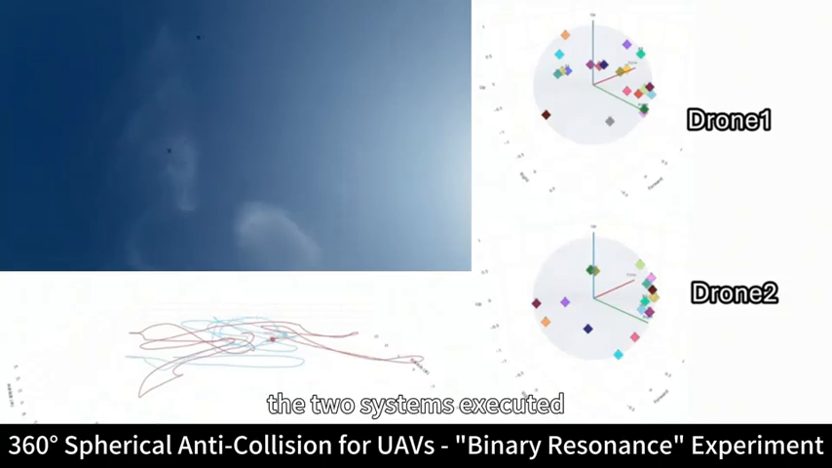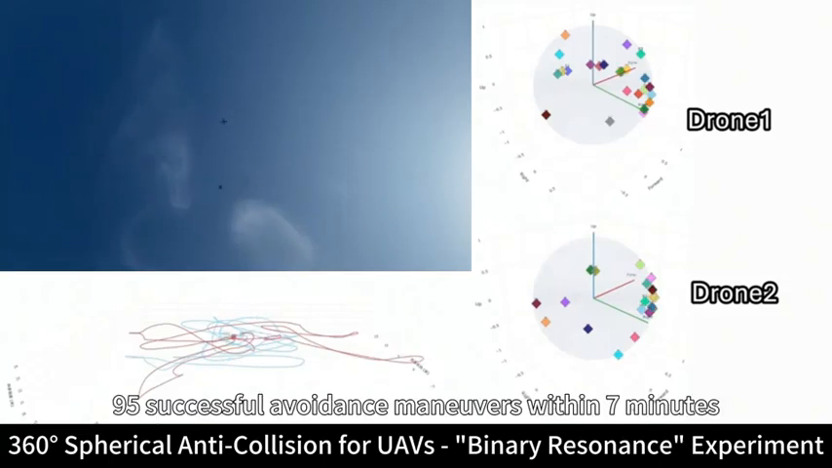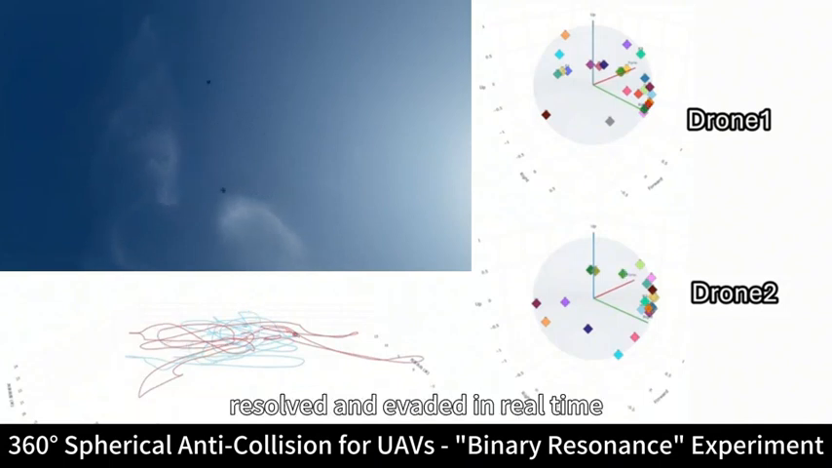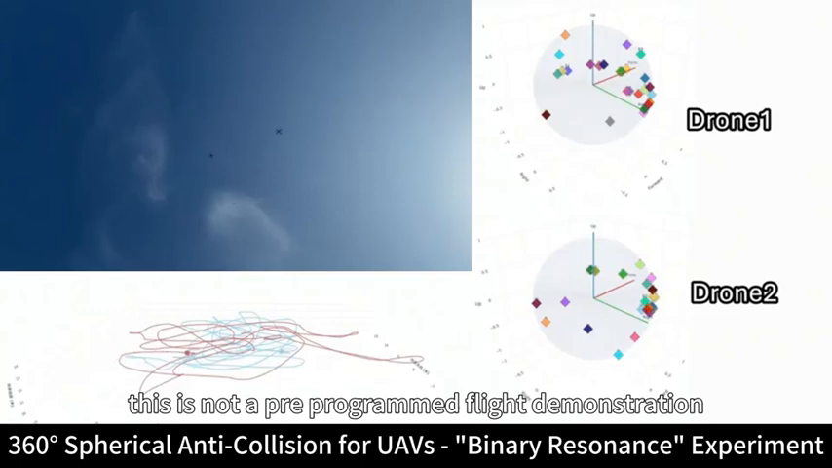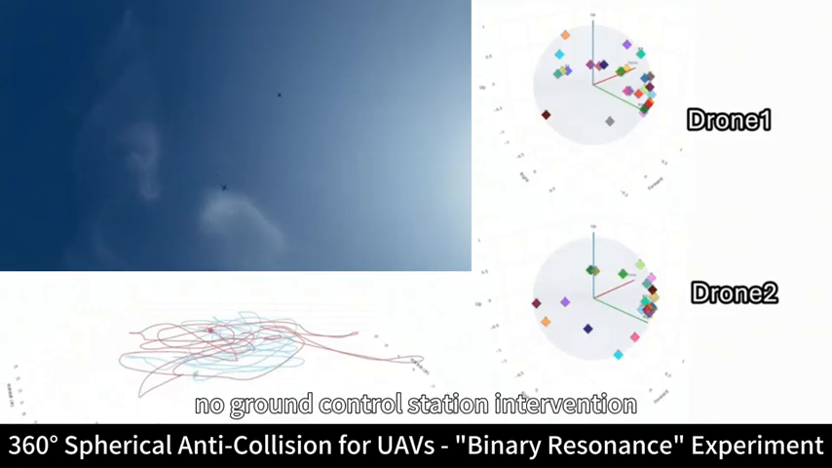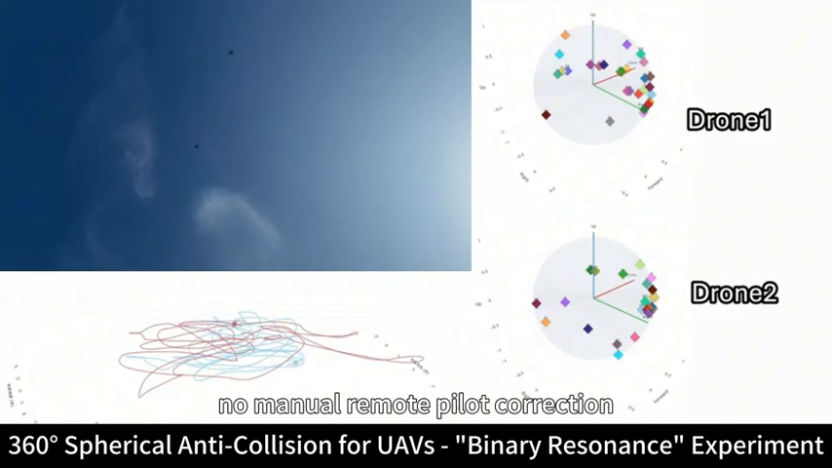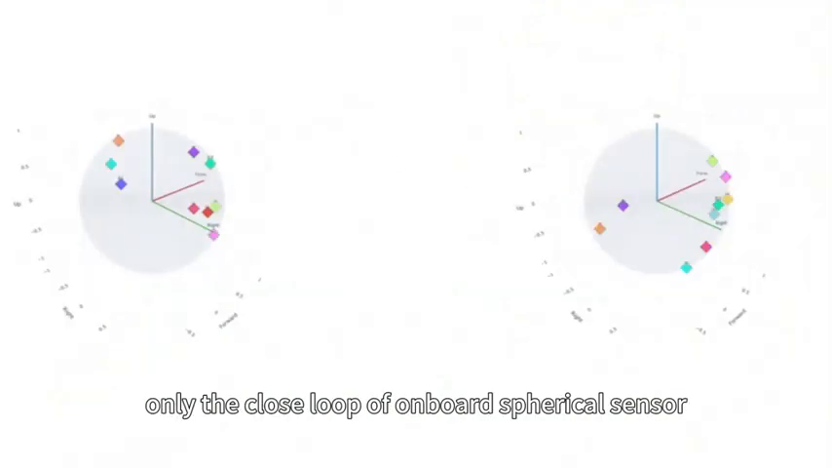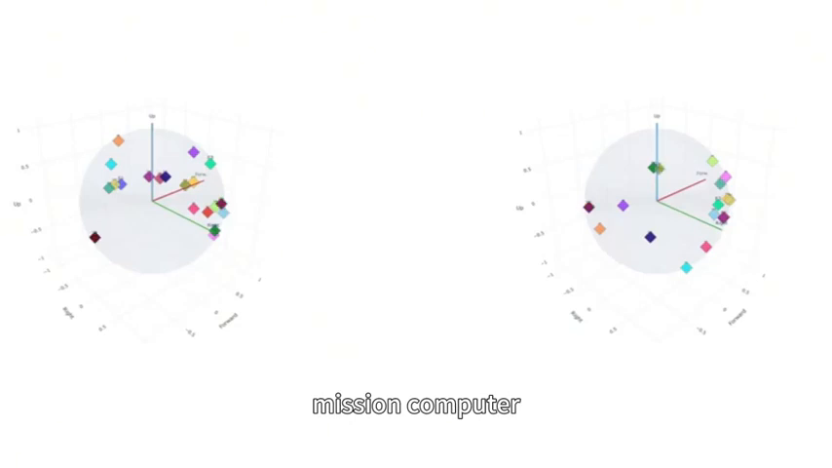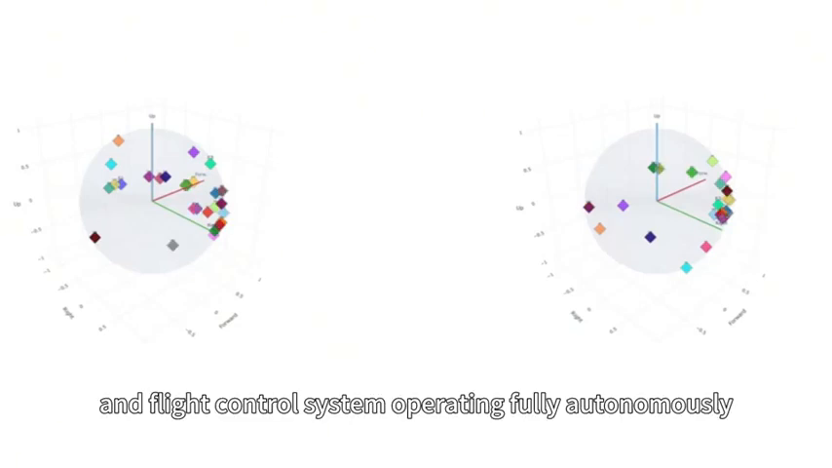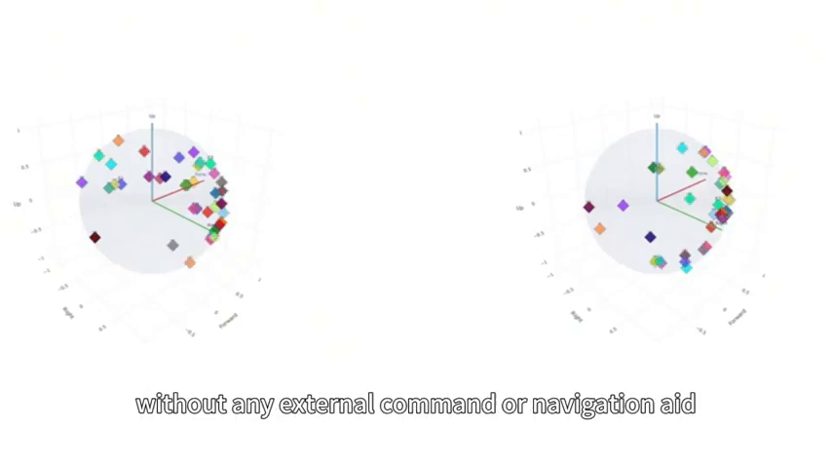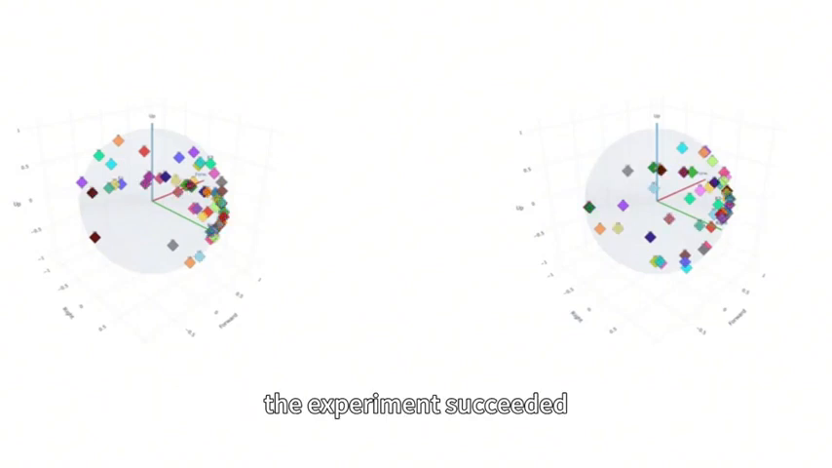The two systems executed 95 successful avoidance maneuvers within 7 minutes, with every threat detected, resolved, and evaded in real time. This is not a pre-programmed flight demonstration. No ground control station intervention. No manual remote pilot correction. Only the closed loop of onboard spherical sensor, mission computer, and flight control system operating fully autonomously without any external command or navigation aid. The experiment succeeded.